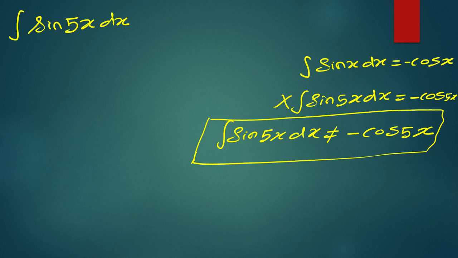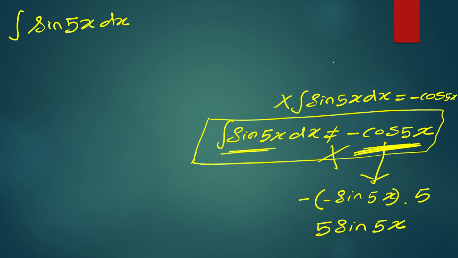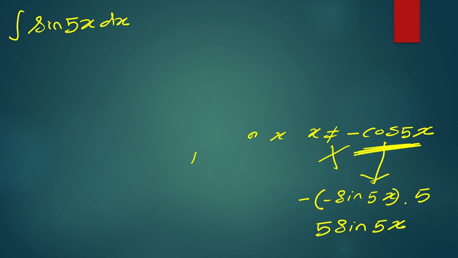The simple reason is, as I told you in my first video also, whatever answer of integration you get, for example if I am claiming that this is the answer to this question, you just differentiate this function. The derivative of minus cos 5x will be minus, minus sine of 5x, because the derivative of cos x is minus sine x, and then the derivative of 5x is 5. So what answer are we getting here? 5 sine 5x. But what was the question? It was only sine 5x. So it means this answer is wrong. By this method you can check whether an answer is correct or not. So this type of question requires substitution.